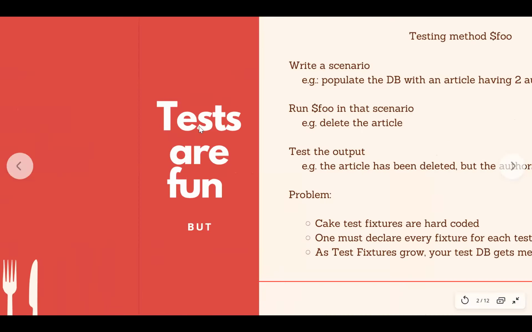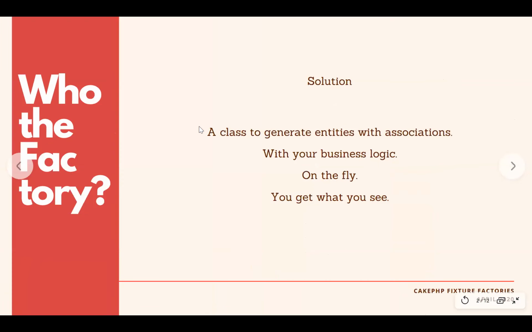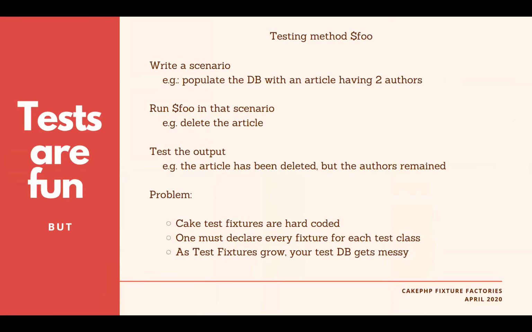So to start, we're going to talk about testing. Imagine you have a method foo that you want to test. You first write a scenario. For example, you populate your database with an article having 2 authors, and you test your method. For example, delete that article, and you check that that article has been deleted and that the authors remain. As I said before, one problem we had is that the fixtures are hard-coded.